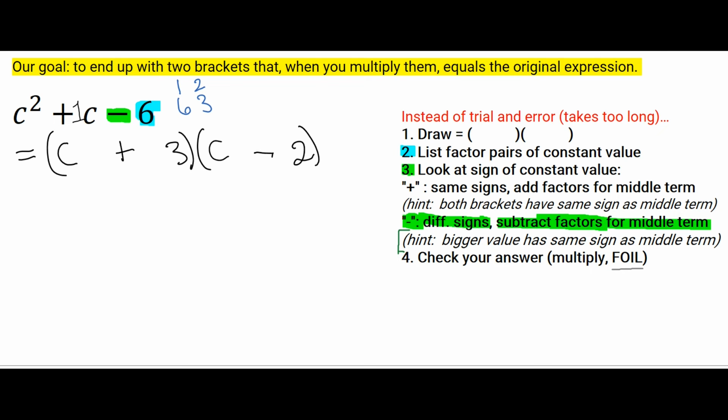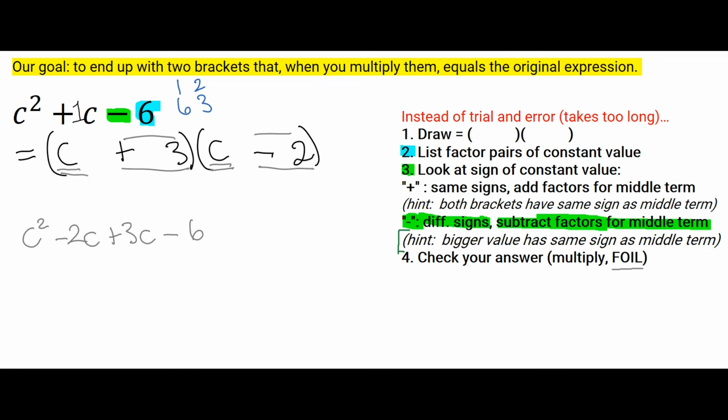And there we go. We now have our two brackets, and we can go on to the last step, which I've actually added in this time. We're going to check our answer by multiplying out the brackets with the FOIL method. So C times C gives us C squared. Then we'll have C times minus 2 for minus 2C. Then plus 3 times C, it's plus 3C. And then our plus 3 times the negative 2, that's going to give us our negative 6.